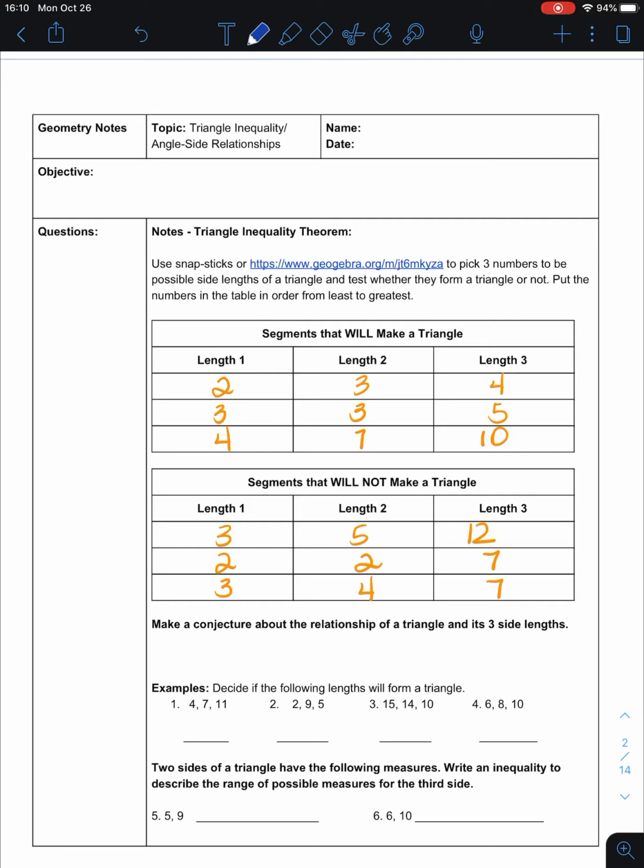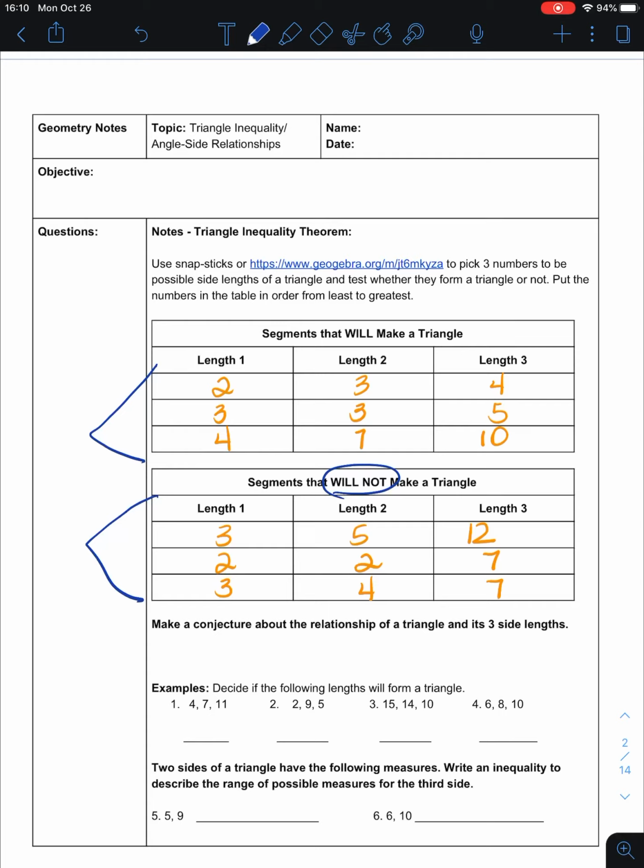So if you go through this activity using either Snapsticks or GeoGebra, you'll find that there are certain requirements that have to be met in order for three side lengths to make a triangle. Suppose we found that these three groups of lengths did make triangles, and then we have these other three where they didn't. So these did, and the ones in the bottom table did not make a triangle. Let's look at what they have in common.